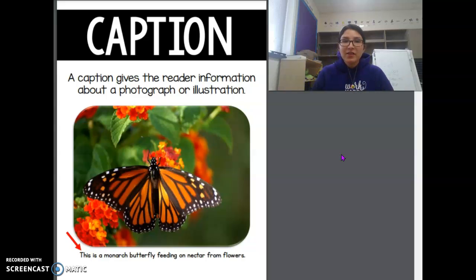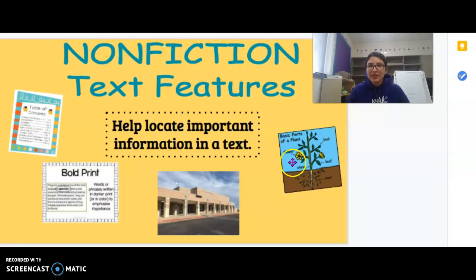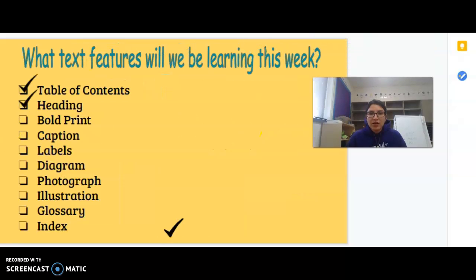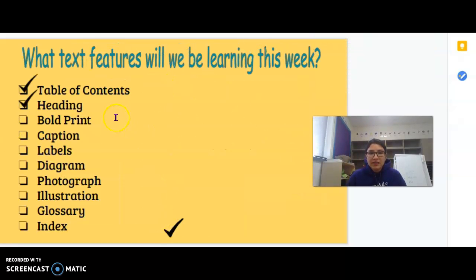All right, let's go ahead and go back to our text features poster. All right, nonfiction text feature. Nonfiction meaning real. Text features help locate important information in text. So if you're learning about plants, then diagrams are going to be very helpful for us, right? Table of contents, they tell us where different things are going to be located. All right? So, table of contents, heading. Now we can check off bold words, and we can check off caption.